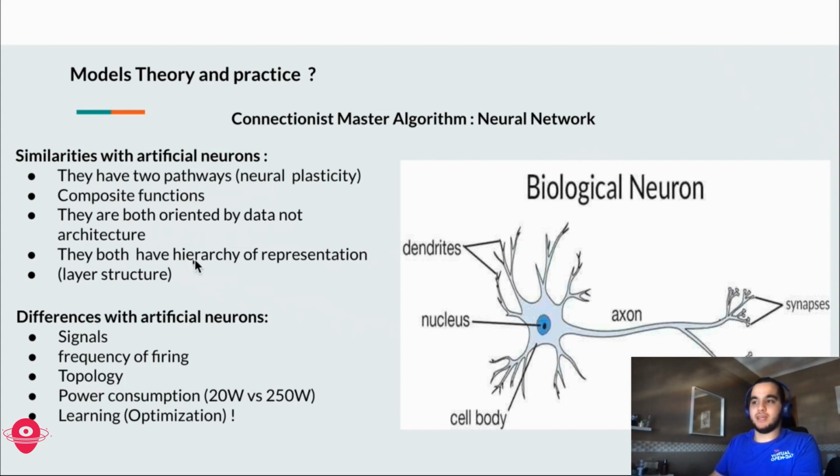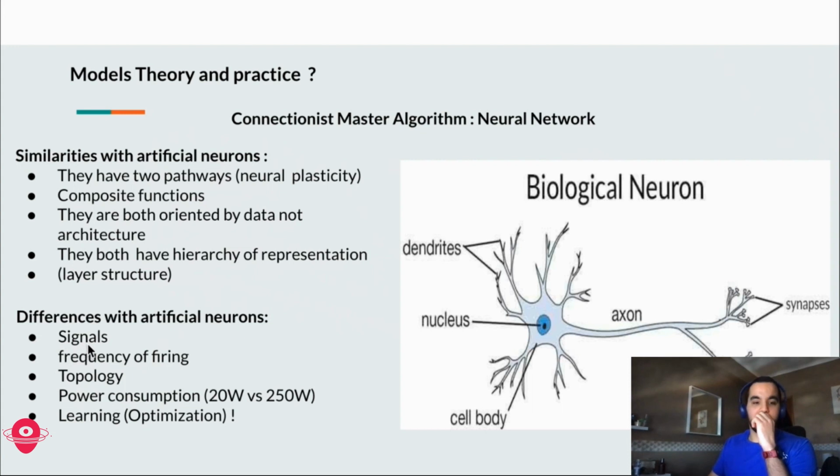And we have the hierarchy of representation. As you have deep neural networks, each layer is going to contain a certain level of representation, a certain level of abstraction. So these were the similarities. Let's now look at the differences between the two.